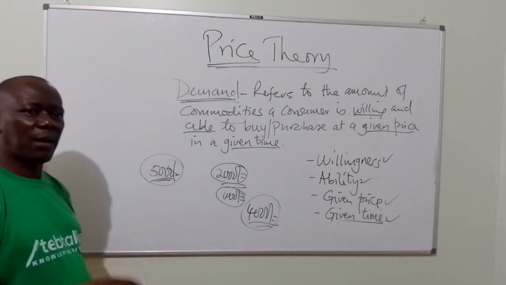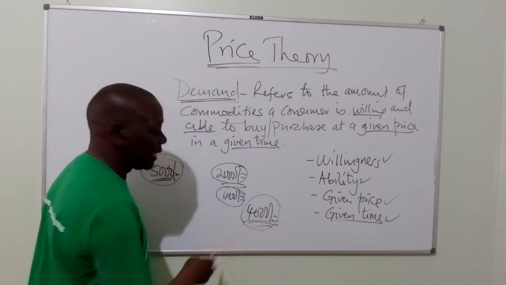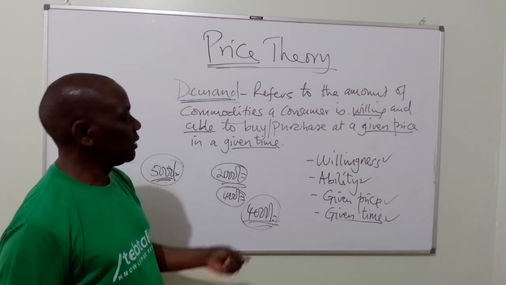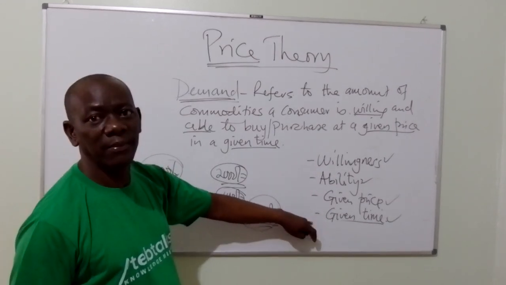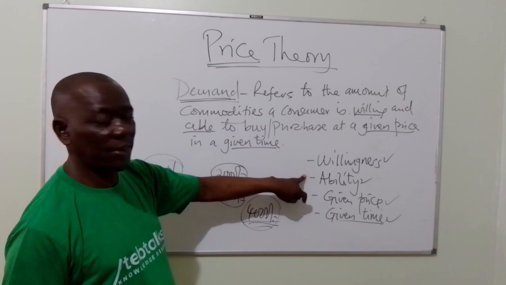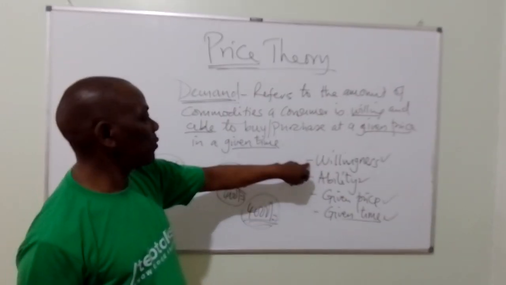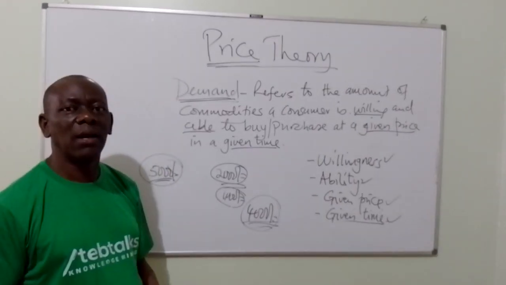But when the World Cup ends, you are going to look at people, even the rich people, say, a cup is 4,000? For what? He's no longer willing. Why? Time has changed. So he's able, he has the money. The price has remained the same. But it's no longer willingness because the time has changed. It is no longer an event.